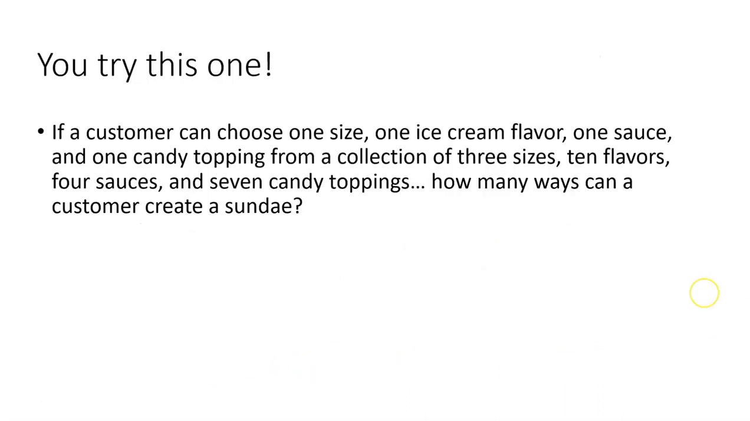So you try this one. We're at an ice cream place and you can choose 1 size, 1 ice cream flavor, 1 sauce, and 1 candy topping from a collection of 3 sizes, maybe small, medium, and large, 10 flavors, 4 sauces like maybe hot fudge or butterscotch or peppermint or strawberry, and 7 candy toppings like crumbled up Oreos or brownie bits, well, whatever they are. How many ways can a customer create a sundae? Please pause the video and figure that out.